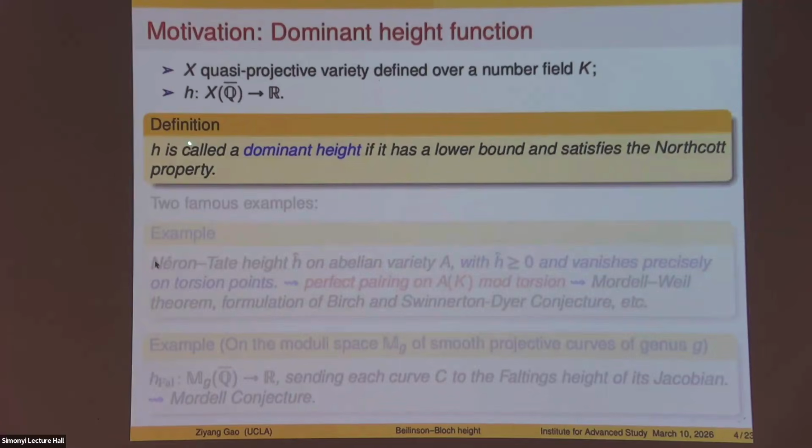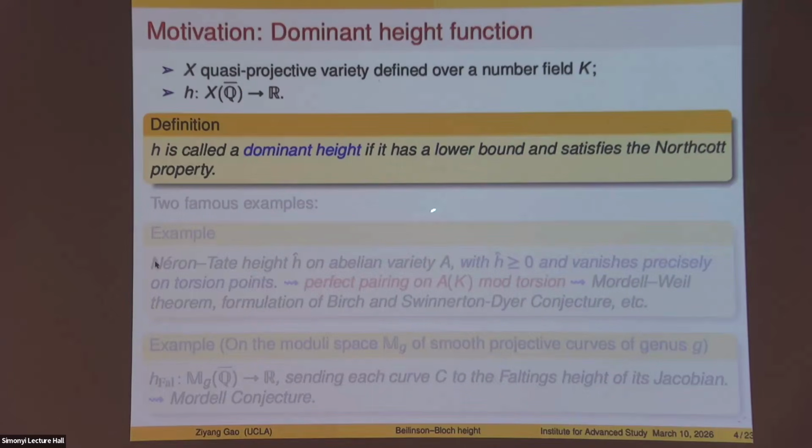But before that, let's make things a bit more abstract. Let's talk about any quasi-projective variety defined over a number field, and let's take any function H on the set of algebraic points to the set of real numbers. And we will call H a dominant height, or sometimes called weight height, if it has a lower bound and satisfies the Northcott property. Just these 2 important things.